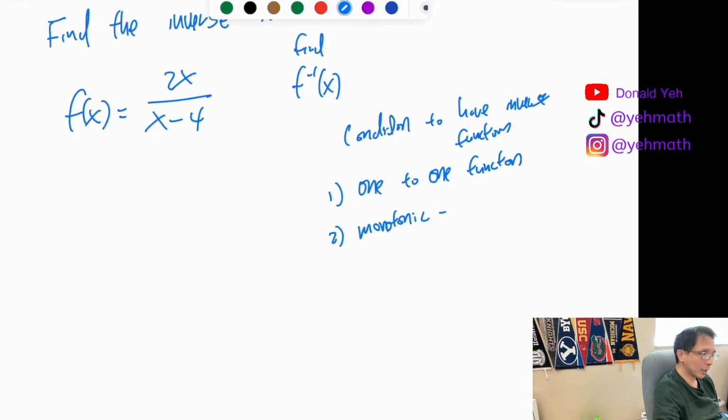Monotonic means the function is either strictly increasing or strictly decreasing, but not both. So the function cannot go down and up. A parabola, x squared, cannot have an inverse function unless you cut it in half. Third, it must pass the horizontal line test.